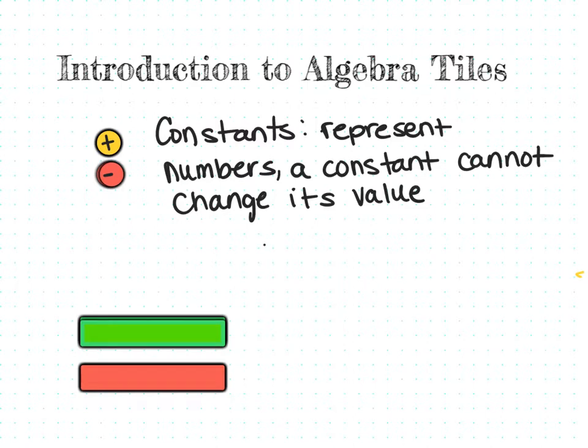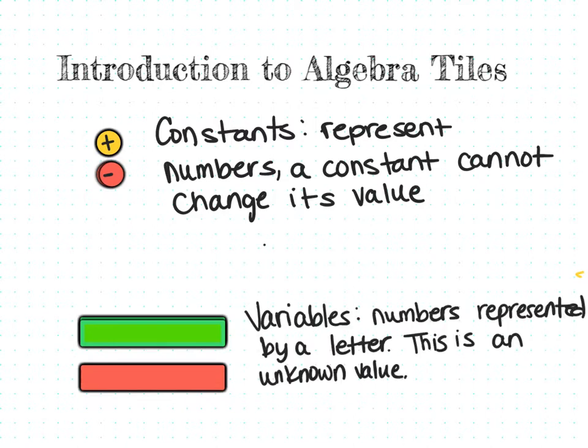Down below, we have a different shape. We have rectangles. These are called variables. Variables are numbers that are represented by a letter. This is an unknown value. When you think of variables, think of this as our focus. The variable is like a puzzle, and what we want to figure out using algebra is exactly what number the variable represents.